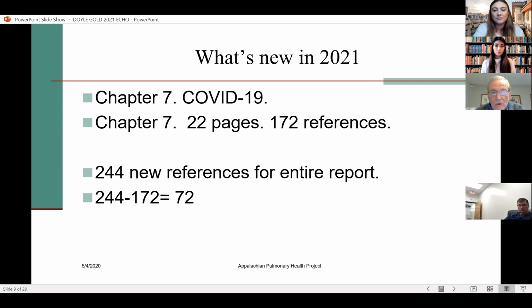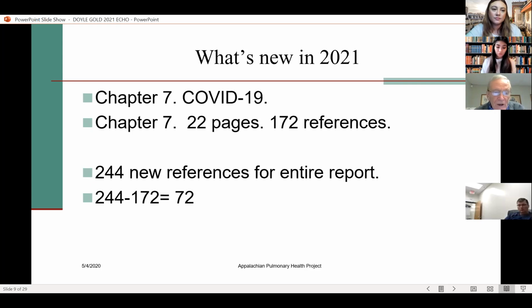So for this year, an example of how that works is this year, they added 244 new references. Now, they probably looked at 600 publications, because there's tons of literature out there, way more than anyone can possibly look at. So they could have looked at 600 or 500. Of those, 244 met their criteria for validity and quality, and they added those to the report.